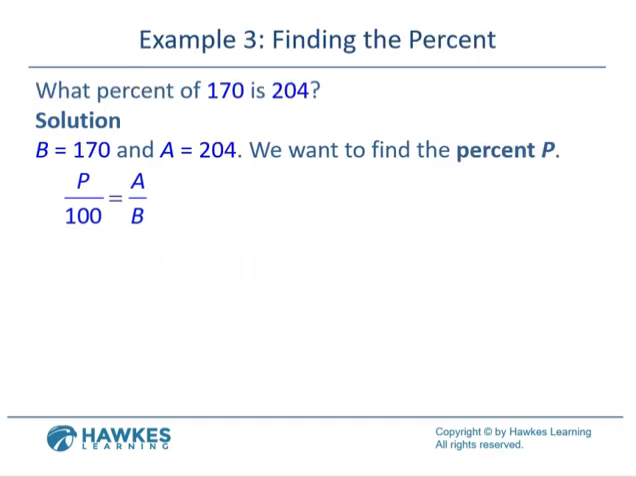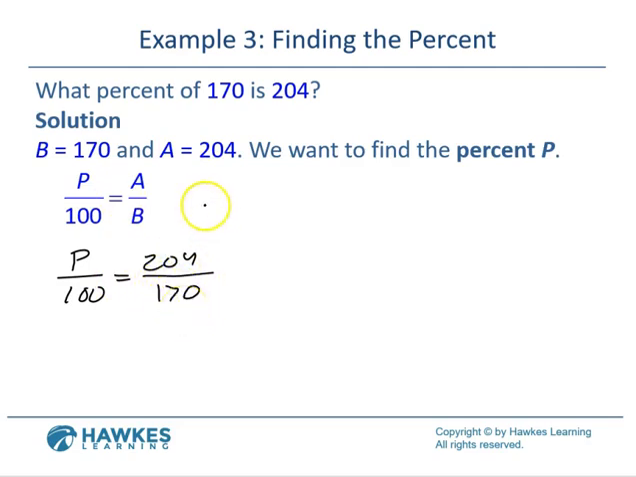What percent of 170 is 204. Okay, well, let's take a look here. We've got the B and we've got the A, but what we do not have is the P. We don't know the percent. Okay, so let's just come in here and write everything. We don't have a P, but we have this 100, and it equals, well, my A is going to be 204, and my B is 170.